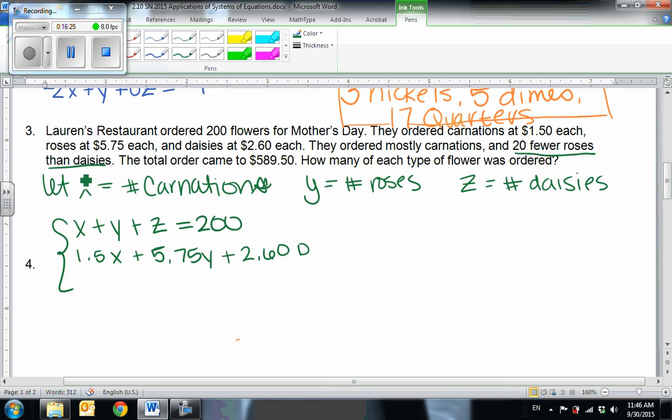So if I had 100 daisies, how many roses do I have? 80. So what are you subtracting the 20 from? You're subtracting the 20 from daisies. So roses Y equals daisies Z minus the 20. Okay? Those are tricky. Trying to word those correctly are tricky. Go ahead and finish solving this though.